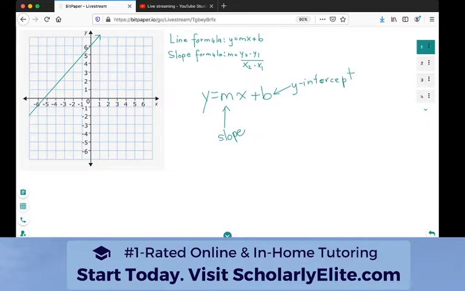When we're talking about straight lines in grade 9 math, what we're really talking about is a series of points. A line is really just a series of points. I've got a point here, a point here, and a point here, and these points can be referred to as ordered pairs. So that's really what a straight line is: a series of ordered pairs.